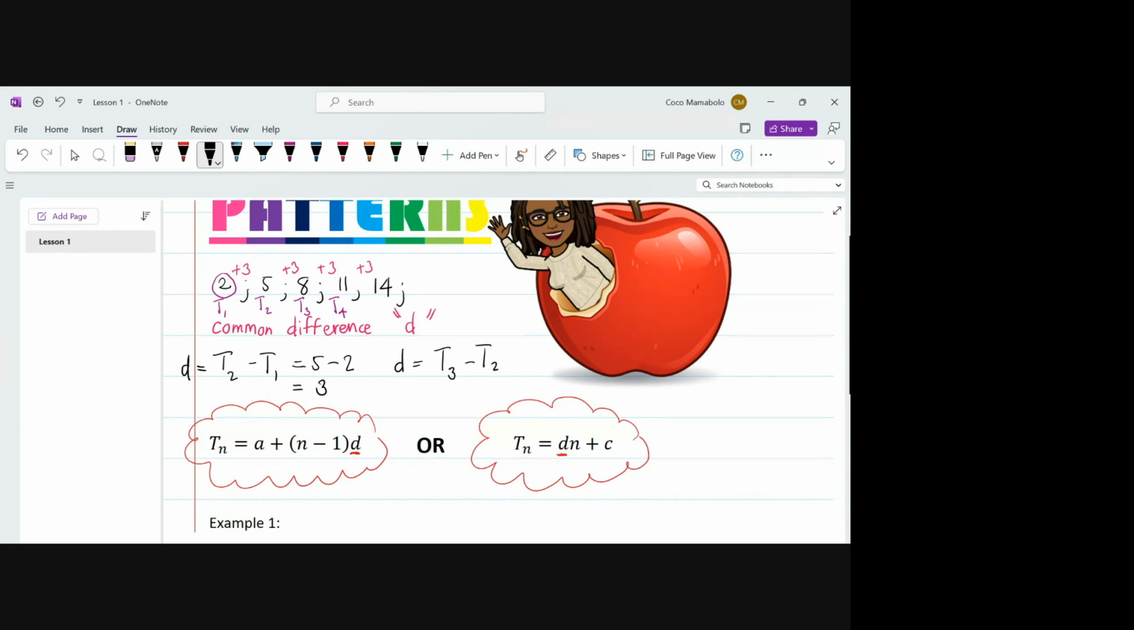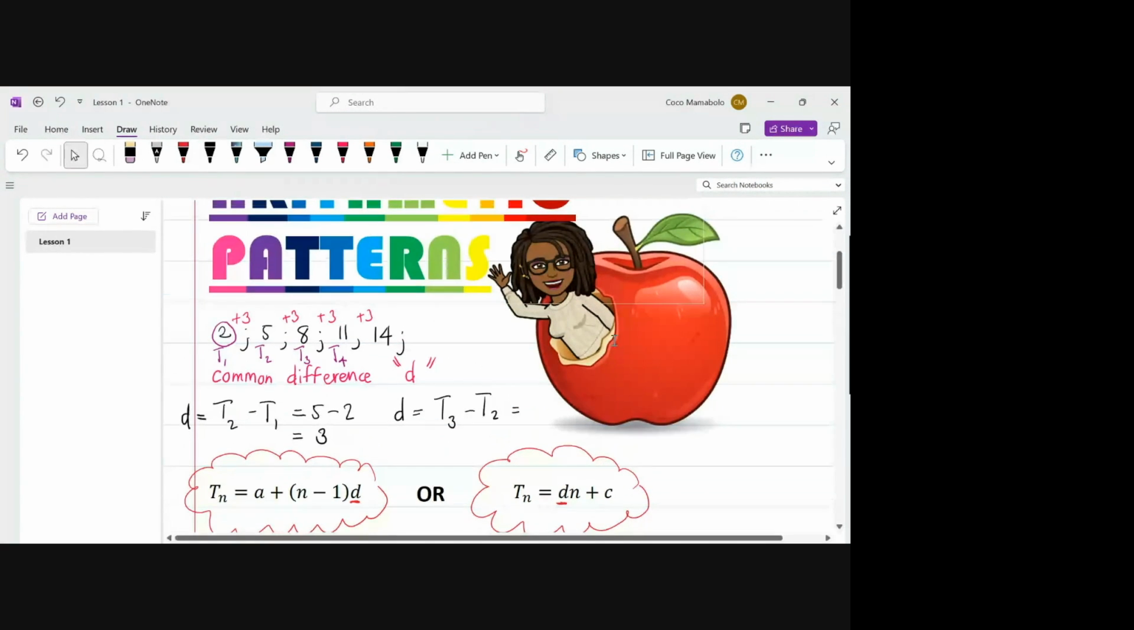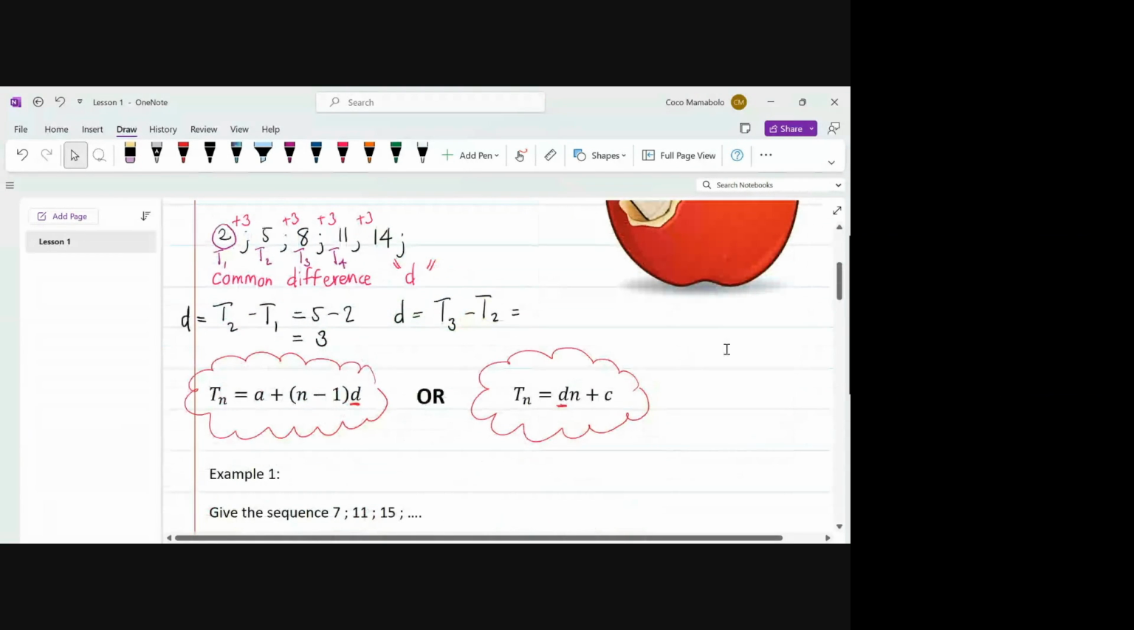Can anybody unmute and fill in the numbers for T3 minus T2 for me? T3 is 8. Good. And T2 is 5. Correct. So in this case, we would say T3 minus T2 is 8 minus 5. How much is 8 minus 5? 3. Lovely. And now we can see that the common difference between the number in position 2 and 1 is 3. And the common difference between position 3 and 2 is also 3. And that is why we can then call it a common difference.